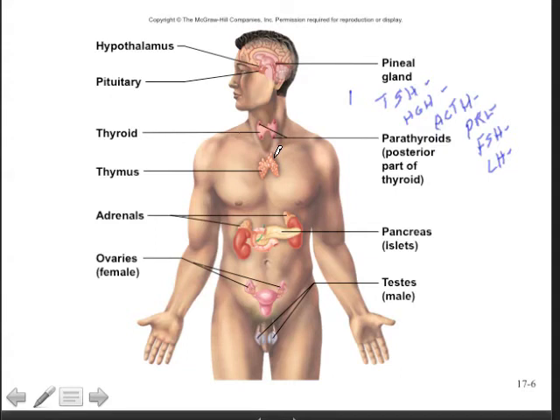The thymus is below the thyroid. This is the thymus here, okay, and this is the thyroid up here. Don't confuse the two because the names sound a lot alike.